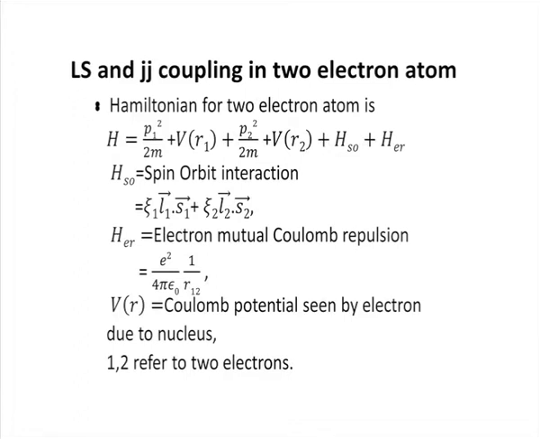It is xi1 L1 dot S1 plus xi2 L2 dot S2. Then you have HER. This term was not present before, because it is the electron mutual Coulomb repulsion. It is e square upon 4 pi epsilon 0 times 1 upon R12. It depends on the separation between 2 electrons. It is the electron repulsion energy, and here 1 and 2 refer to 2 electrons. When I say 1, it is electron number 1, when I say 2, it is electron number 2. So, you write the Hamiltonian for 2 electron atom in this way.